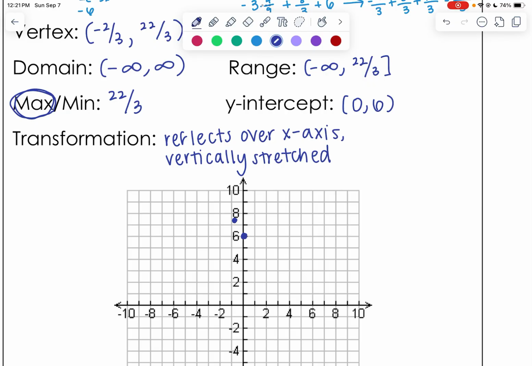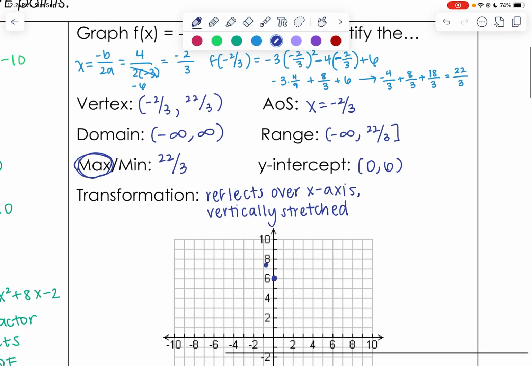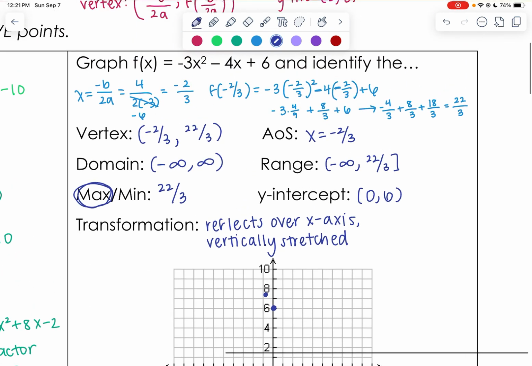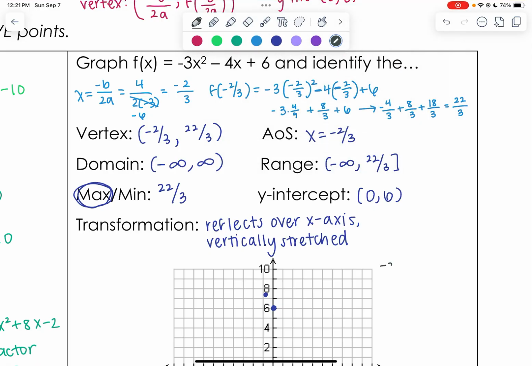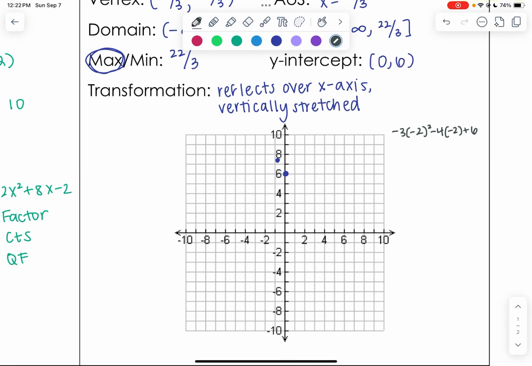So you can go ahead and reflect that over if you want to, or you can also just plug in values to give yourself easier points, okay? So if you're having trouble with this, go back up to your original and let's just plug in negative 2. That would be negative 3 times negative 2 squared minus 4 times negative 2 plus 6. And then you're going to have a much clearer point, okay?